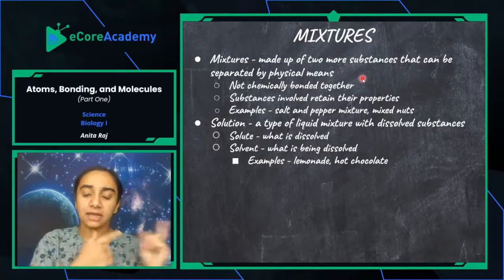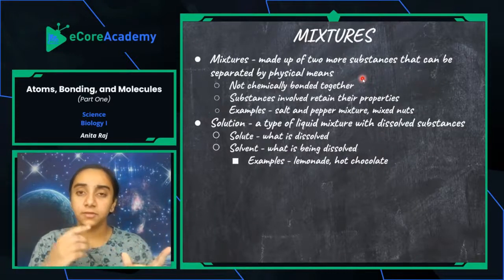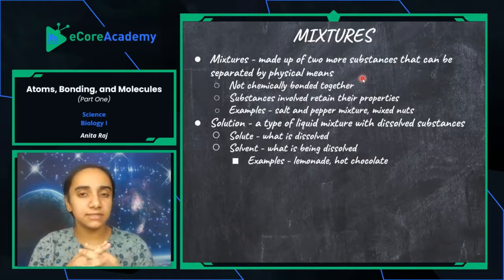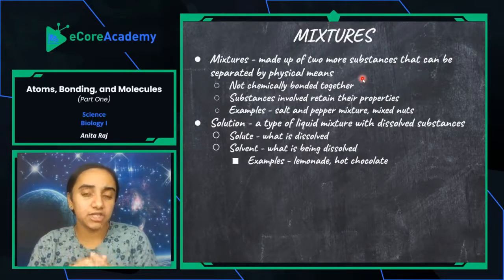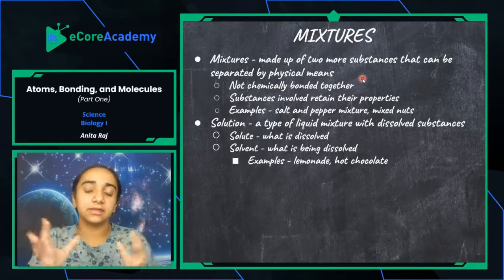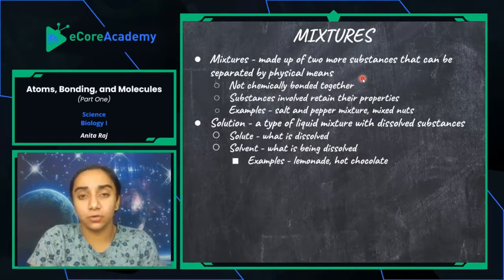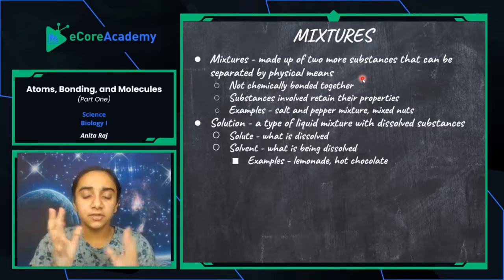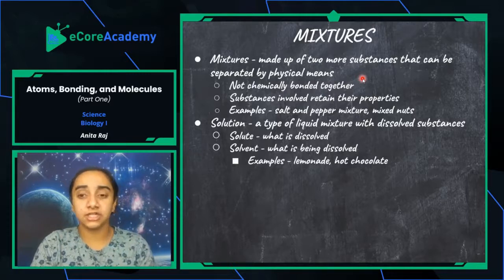So in that last part, the compounds, the different substances, when the elements bond together, they actually change. The properties of the elements will change, and the whole molecule that is defined has its own new properties. But in mixtures, the different substances that are involved, they don't change their properties.